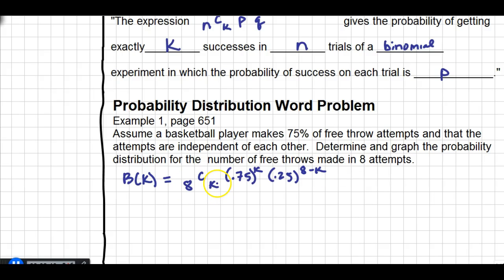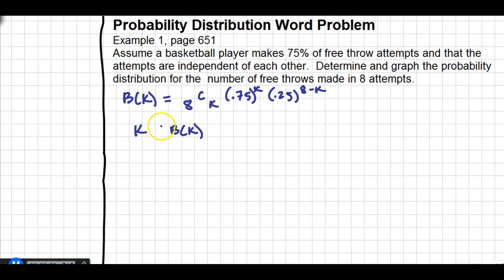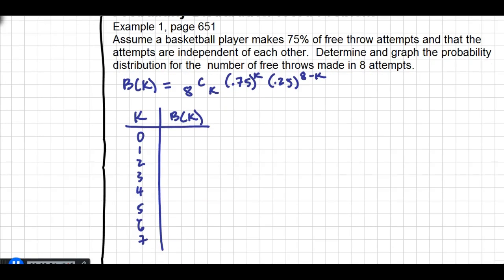So now I need to think about what the k values could potentially be. If you are shooting 8 baskets altogether, is it possible that you make none? None of the baskets go in. So keep in mind when you set up your table, k is your outcome, or your independent variable, and B of k, or the probability of k, is the dependent variable. So it is possible in your 8 attempts that you end up with anywhere from 0 all the way up to 8 total baskets. So there ends up being 9 outcomes if you include the 0.